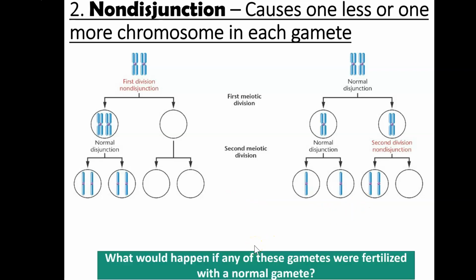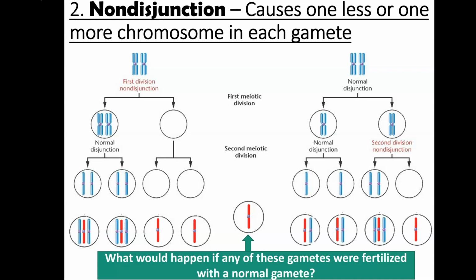So what would happen if any of these gametes were fertilized with a normal gamete? You're going to have this situation. This is a normal gamete. In this situation, you've got not enough chromosomes, too many chromosomes. And then again, this is too few, too many, and these two are normal.